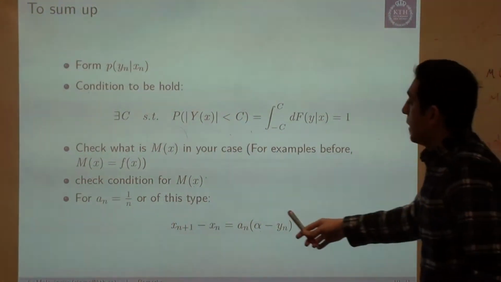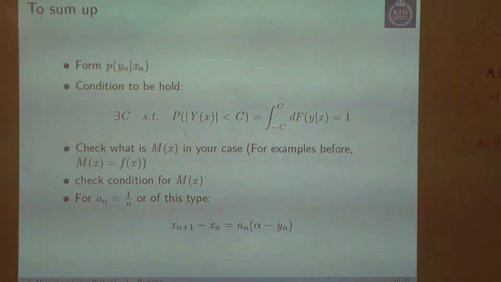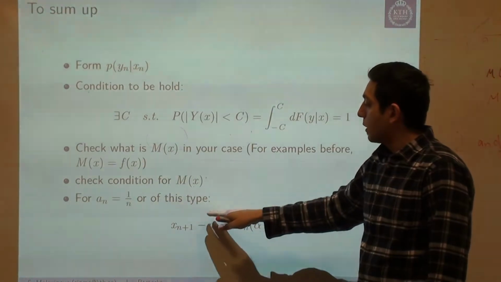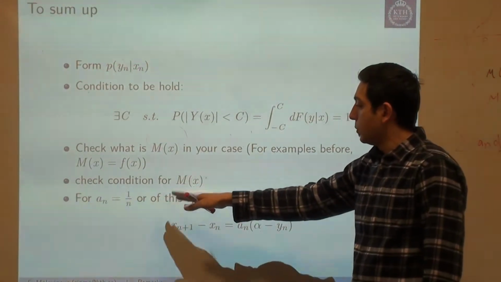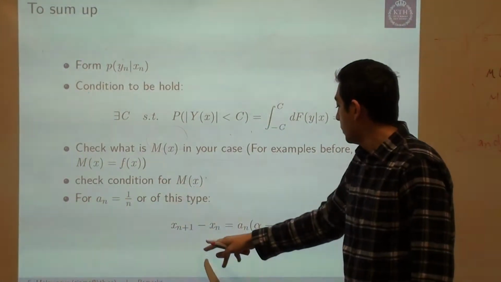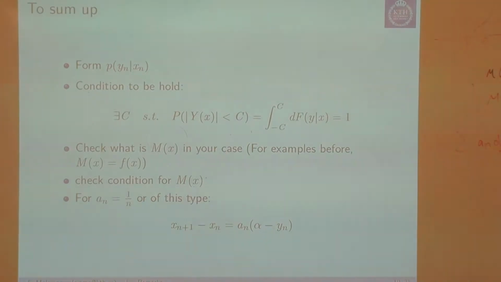And then we have to check the conditions on M(x), which are these mild conditions, like this one, or that the derivative at this theta should be positive. So these are the conditions that we should check. And then we look for an to be of 1 over n type. So these kinds of sequences could help us form this iterative algorithm and find the solution.